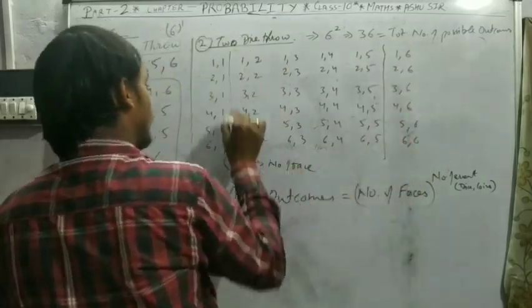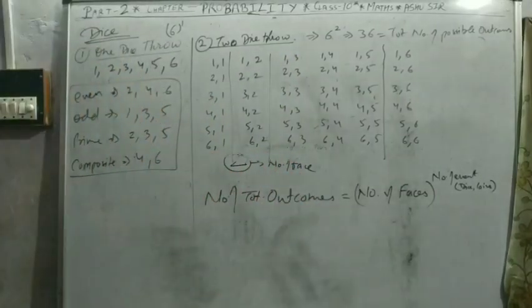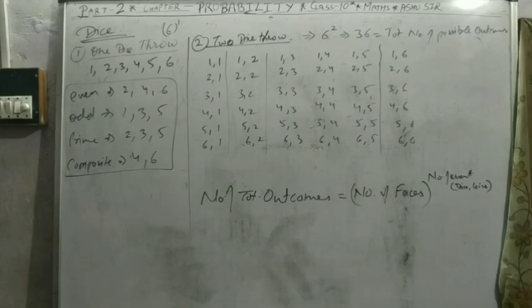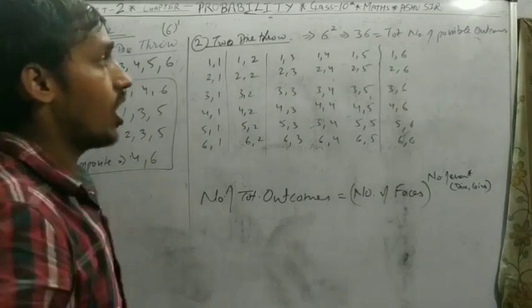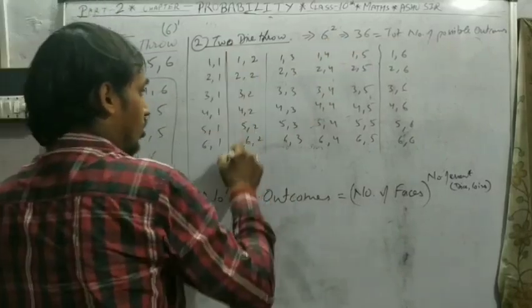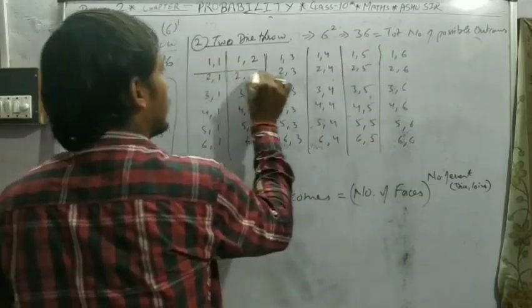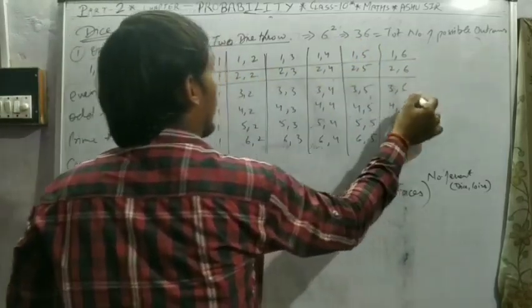This is the 36 outcomes when we are throwing 2 dice.